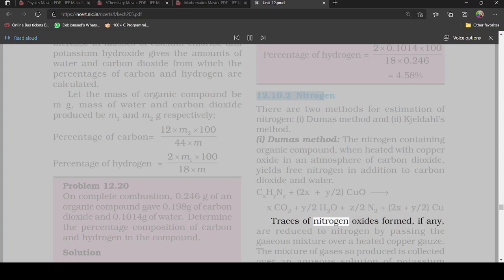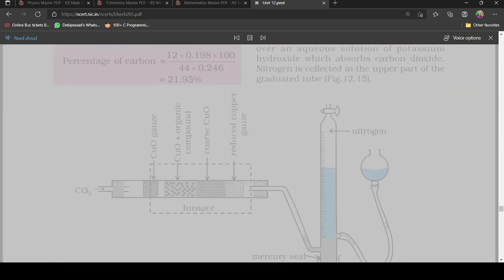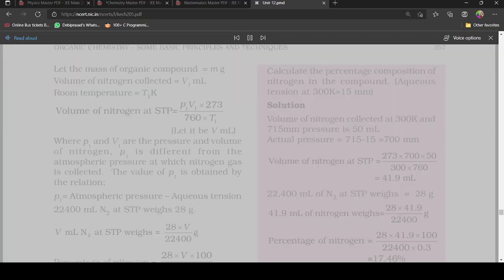Traces of nitrogen oxides formed, if any, are reduced to nitrogen by passing the gaseous mixture over a heated copper gauze. The mixture of gases so produced is collected over an aqueous solution of potassium hydroxide which absorbs carbon dioxide. Nitrogen is collected in the upper part of the graduated tube, Fig. 12.15. Organic Chemistry, Some Basic Principles and Techniques 357.